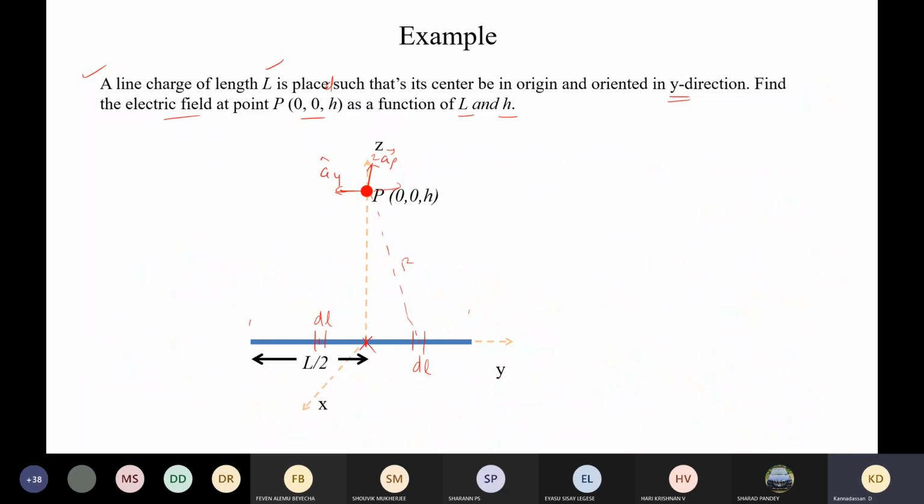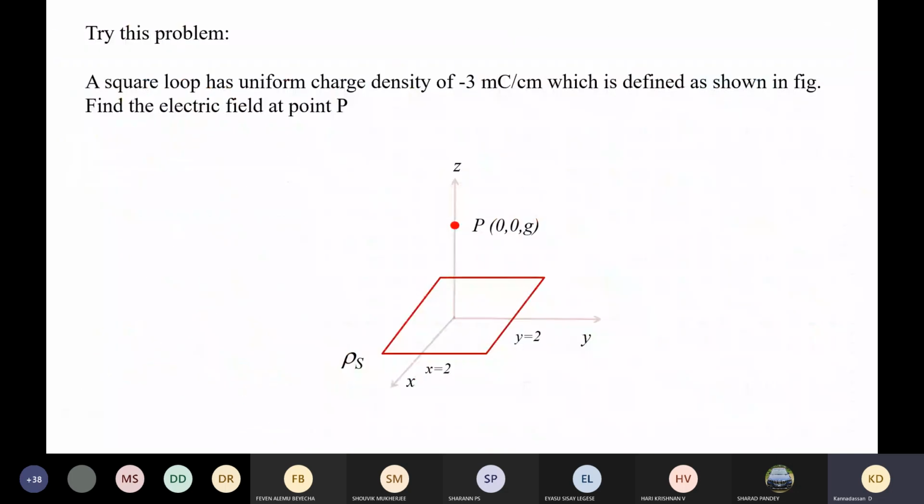The next question you can see here is another simple one: a square loop that is uniformly charged. The charge density is given, and it is a loop, not a square plate. It is made up of 4 lines, so you can call them segments 1, 2, 3, 4. What is the electric field at this particular point?